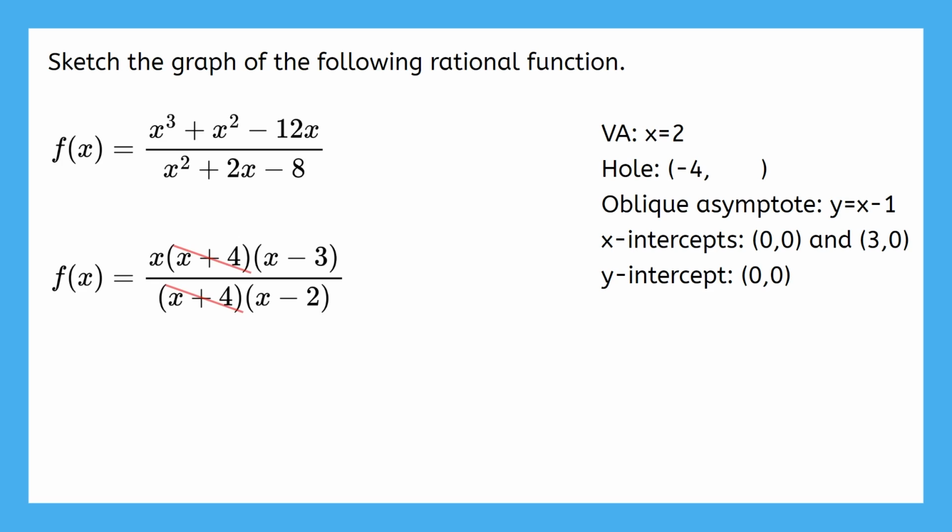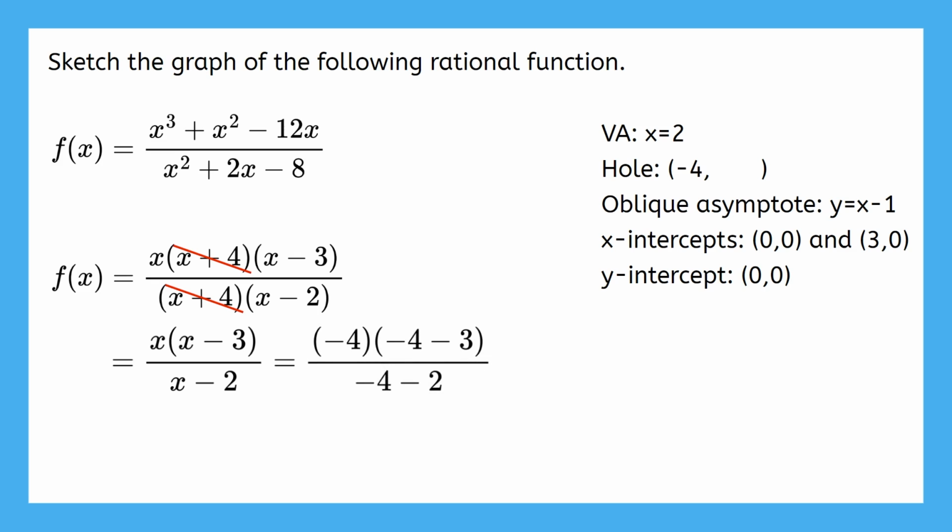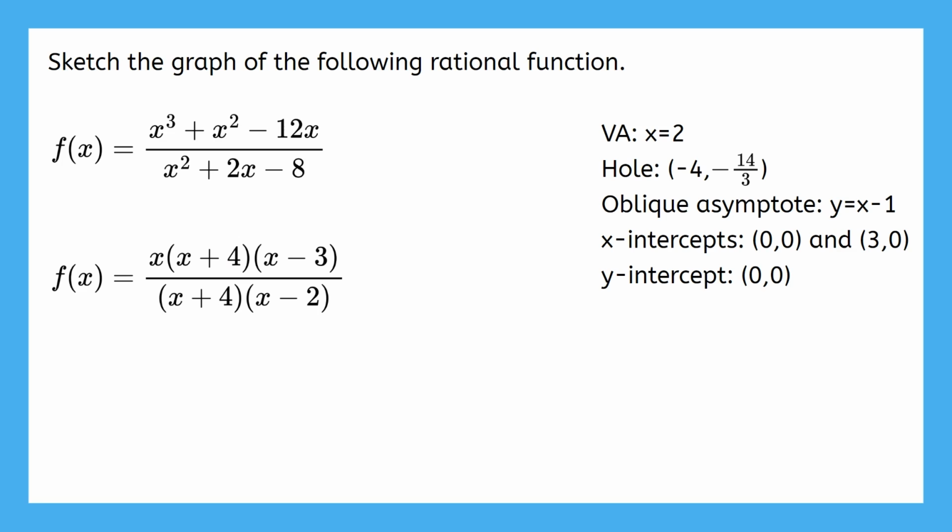Remember that we said x plus 4 canceled, and that's why we have a hole. So let's see what the y value would be when x is negative 4 in the simplified equation. Let's take this simplified form and substitute negative 4 in anywhere we see x. Pause the video here and calculate the output, or the y value. This simplifies to be negative 14 over 3. We can include this in our list and complete the point for this function's hole.